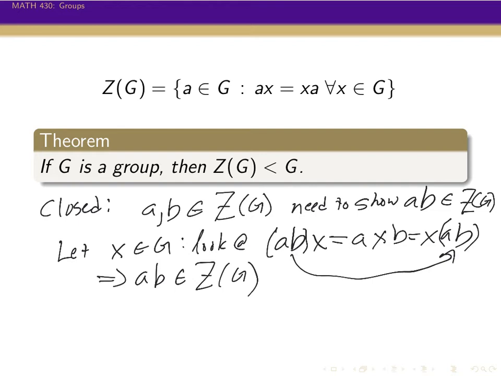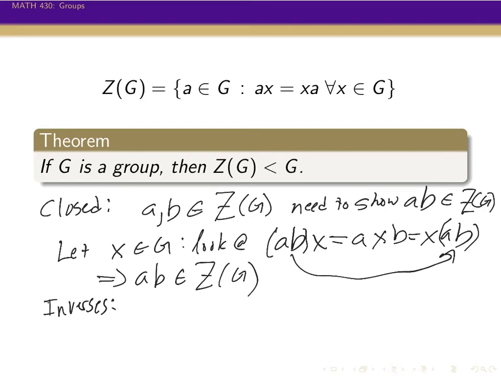And then lastly, we need to show that if A is in the center, then its inverse is also in the center. So if A commutes with everything, then its inverse also has to commute with everything. So let's do inverses. And we're going to use a little trick here. This is kind of a fairly common trick, or something like this is used quite often for proofs in algebra.